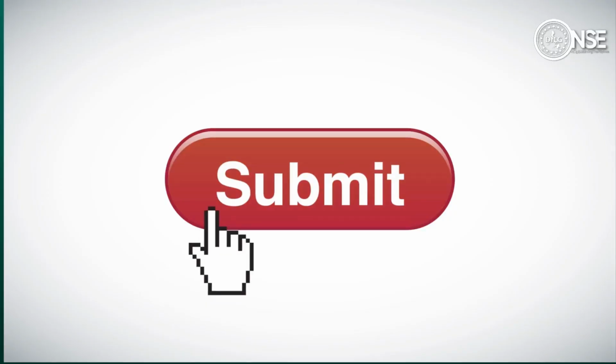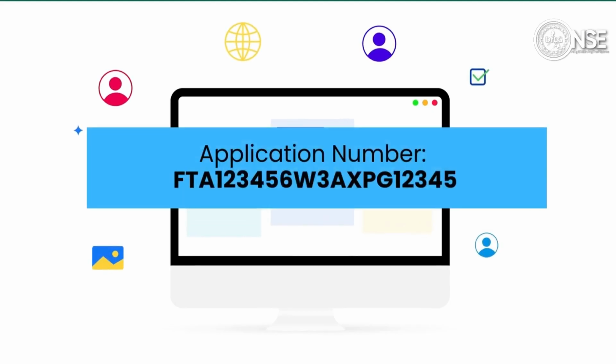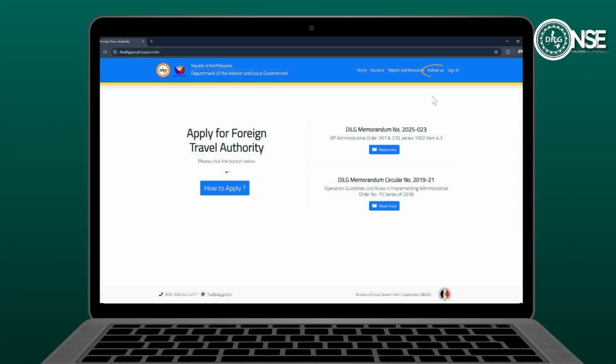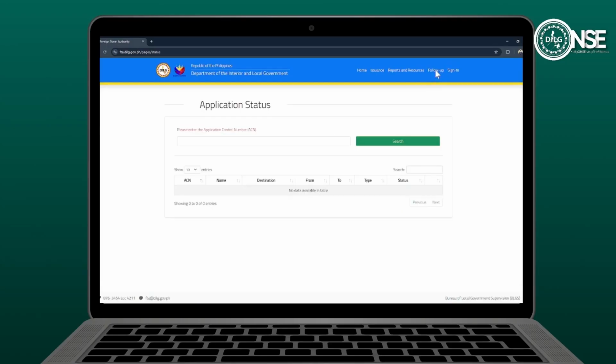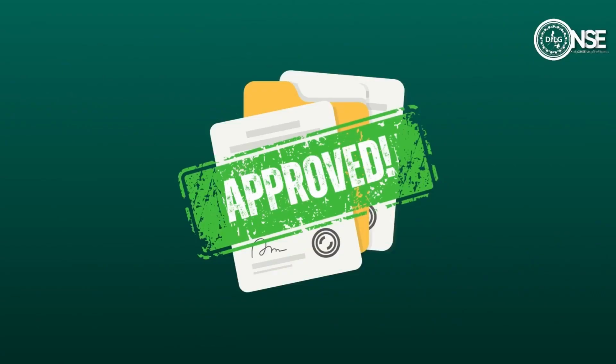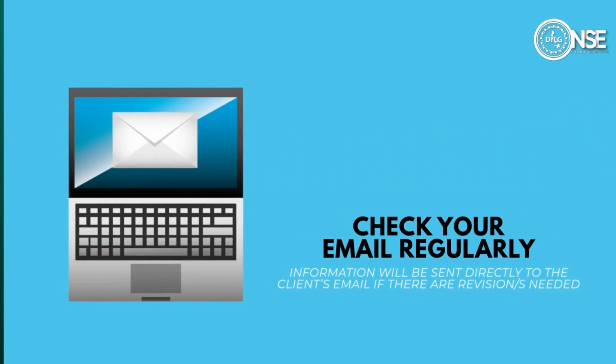Once completed, the system will automatically generate an application number, which you can use to track your request. Step 4. Monitor the status of your application by clicking Follow Up and entering your application number. And Step 5. Once approved, the FTA document will be sent directly to your registered email address.